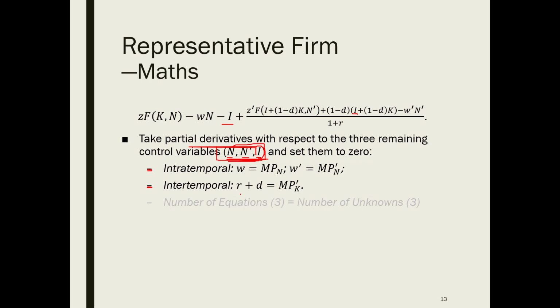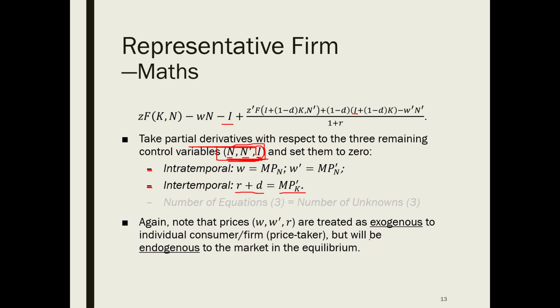The intertemporal condition is new, but similar to the intertemporal condition of the consumer in the credit market. The essence is the same. The left-hand side is the opportunity cost of capital, and the right-hand side is the marginal product of capital. Again, for the price-taking firm, wage and interest rate are both exogenous, so we have three equations for the three unknowns. In principle, we can solve for all.